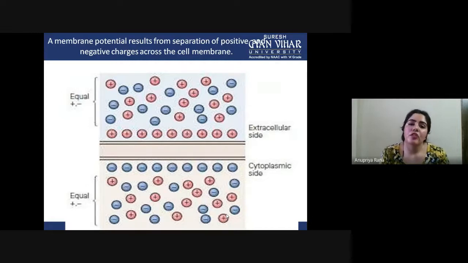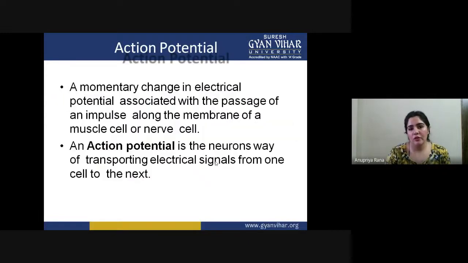A membrane potential results from the separation of positive and negative charges across the cell membrane. So basically, how is this membrane potential formed? It is formed by the separation of positive and negative charges, and this has to be balanced. The outer side of the membrane has positive charge aligned along the membrane, and the inner side has negative charge aligned along the inner side. So this has to be balanced to create the membrane potential.